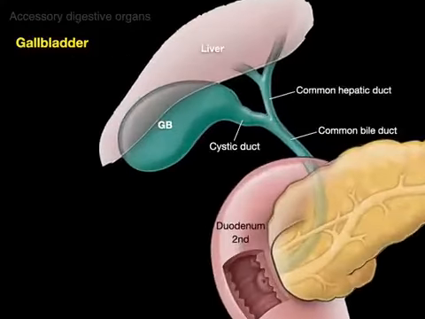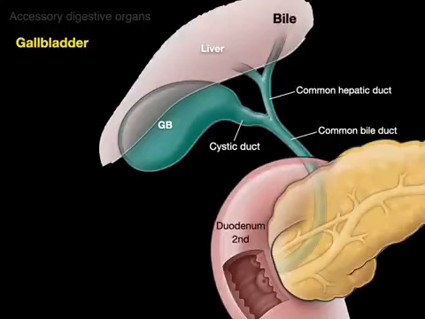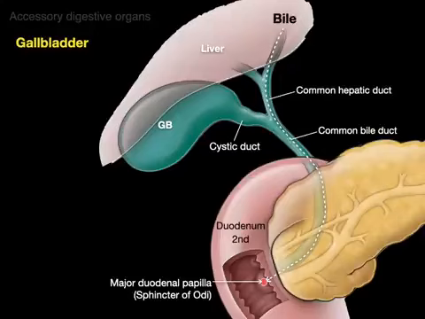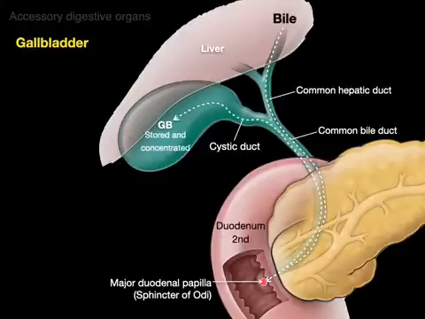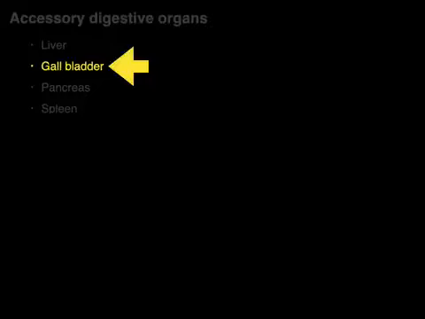Now, I want to see what happens. In the liver, bile's produced, and so bile moves down these ducts to get into the duodenum. But that opening is not always patent. That major duodenal papilla has a sphincter of Oddi that keeps it closed at times, and unless cholecystokinin is secreted, that opening will remain closed. So bile backs up and goes into the cystic duct where the gallbladder stores and then concentrates that bile.